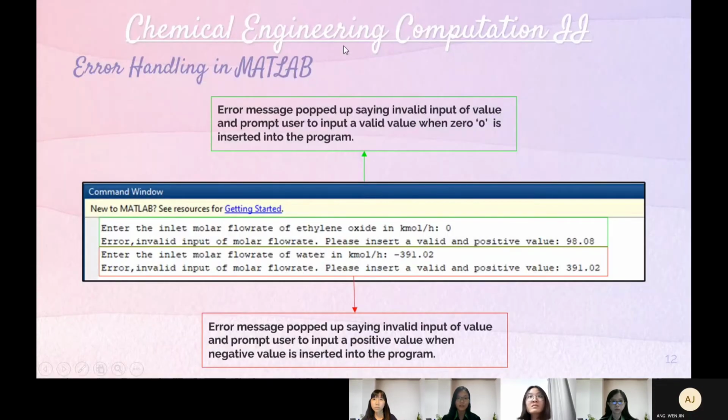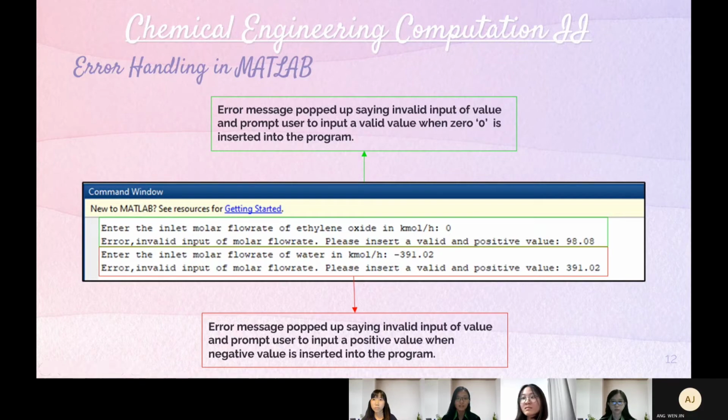Error handling is done to ensure that the calculation of material balance in reactor can be solved, since there needs to be an inlet flow rate value to obtain an outlet flow rate. As shown in the slides, an error message will pop up saying invalid input of value when we try to input negative or 0 value in the program. It will prompt user to try again by inputting a valid value.